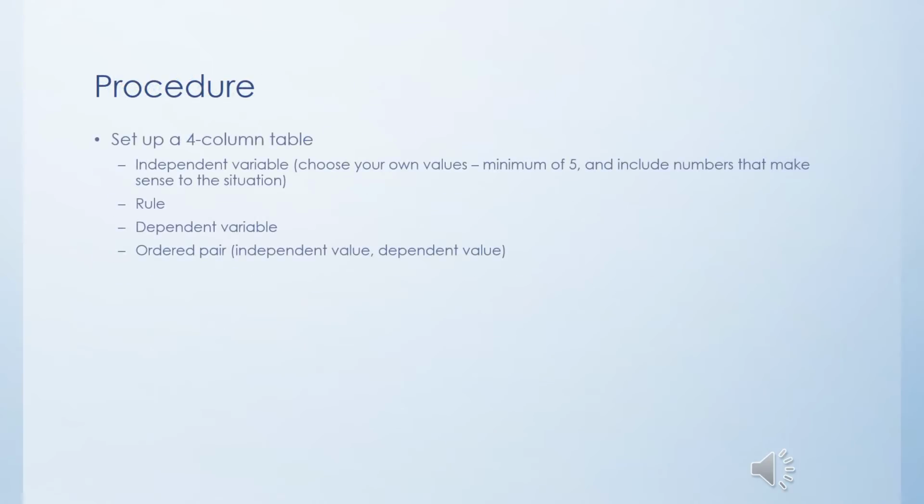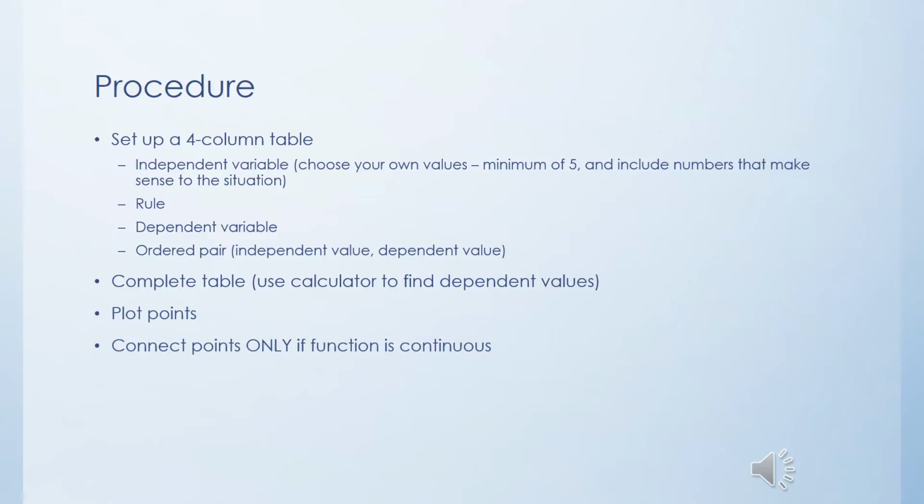Here's your procedure. Set up a 4-column table. Your independent variable should be on the left-hand side. You can choose your own values, but typically when you're just graphing any function, you want to choose between -2 and +2. Write your function rule, then your dependent variable that you get, and finally your ordered pair at the end. Complete the table and use a calculator to find your dependent values. Plot your points, and connect the dots only if the function is continuous. Check your graph anytime you want on a graphing calculator.